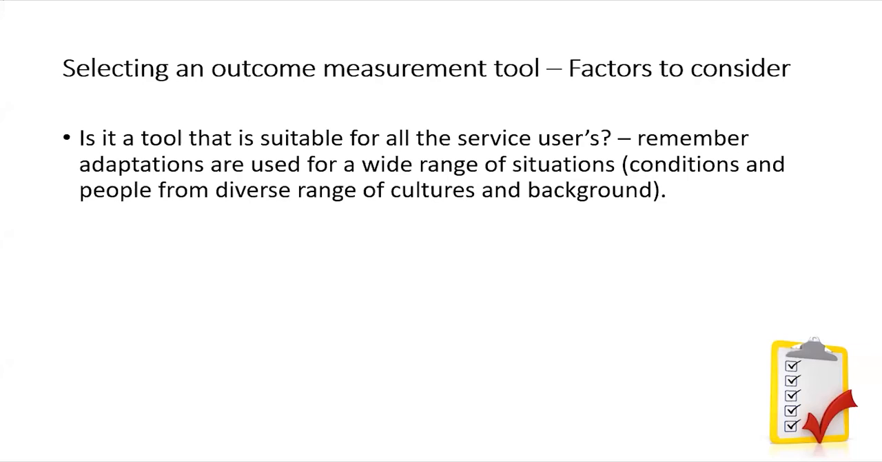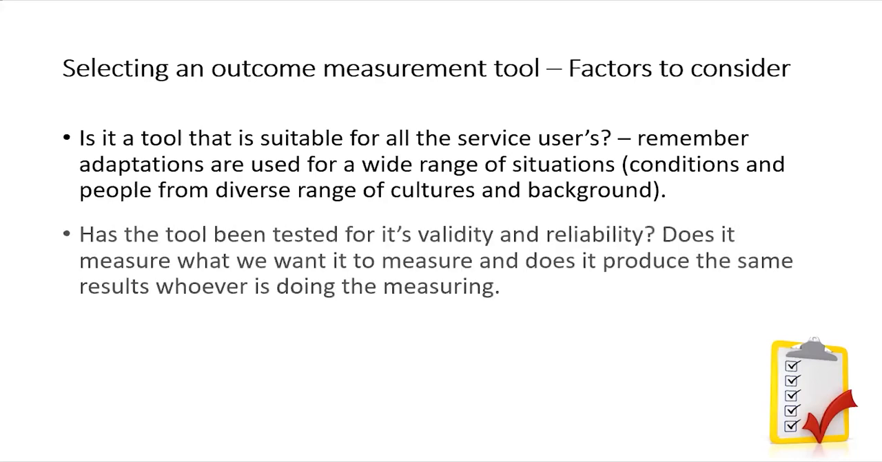So for example, if you're working with children and adults, it may be that one of your outcome measurement tools isn't suitable for children. So as I said, this is one of the things that we really need to think about: is the tool that you're going to choose going to be suitable for all service users, or are you going to have to use more than one tool? And that's because, as we know, adaptations are fantastic because we can use them for a range of conditions and for people from a range of cultures and backgrounds.